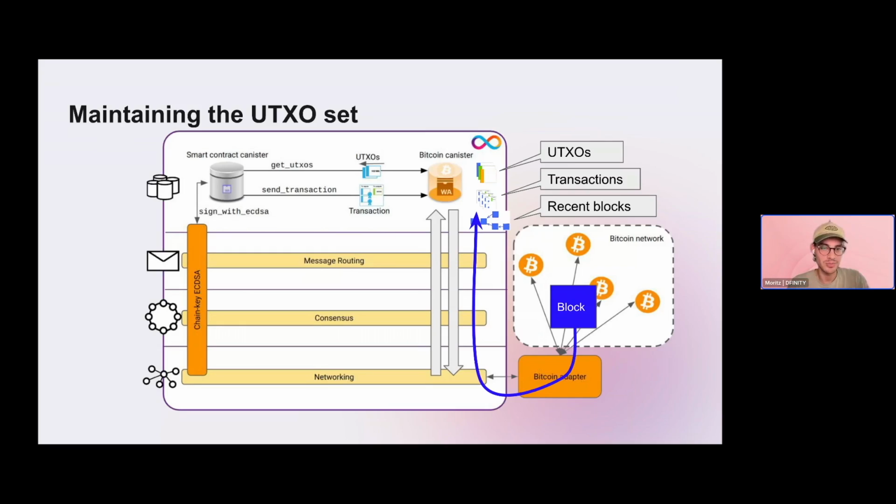This is what makes it secure: you don't just take a random block, but all nodes in the network agree, okay, this is the next Bitcoin block that we want to ingest into the Bitcoin canister. Once the Bitcoin canister receives this block, it extracts the UTXOs from the transactions within the block, and then it updates the UTXO set that it maintains within the replicated state of the subnet.